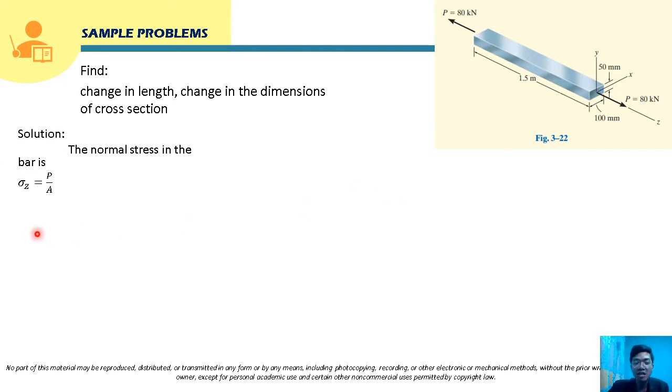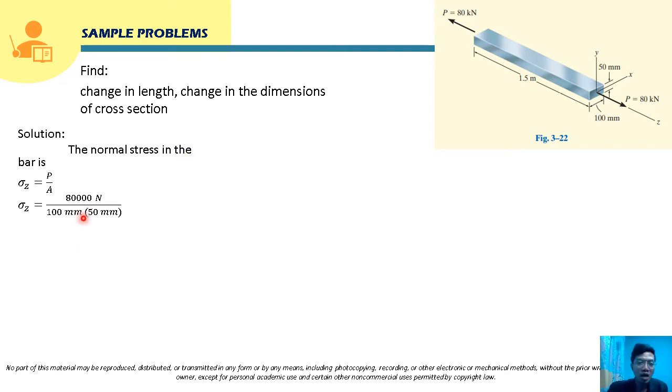And here, class, the normal stress that we are going to solve, since the applied load P here is in the Z direction, is sigma Z. That is our longitudinal direction here. Again, the value for P here will be 80 kilonewton, and that is actually equal to 80,000 newton. So we need to be consistent with our units here.